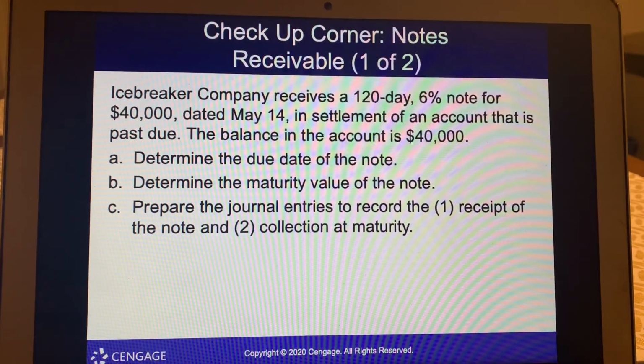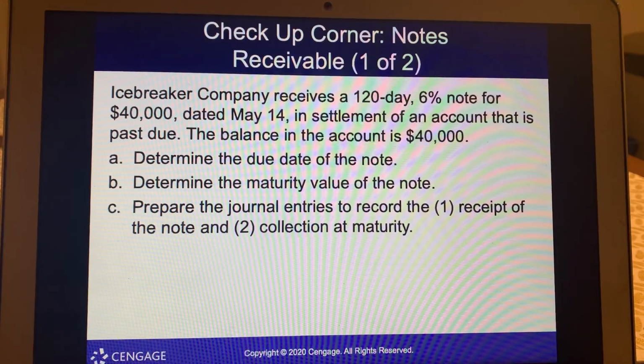Icebreaker Company received a 120-day 6% note for $40,000 dated March 14 in settlement of an account that is past due. The balance of the account is $40,000. Determine: A, B, C are the different components. Let's take a look at this.